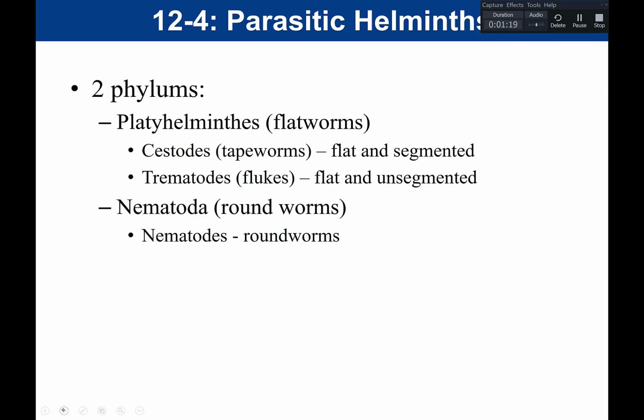When we talk about our helminths, helminths fall into two main phyla. Platyhelminthes, think of flat. These are flatworms. We have our cestodes, which are tapeworms. They are flat and they appear segmented. We have our trematodes. These are our flukes. These are flat, unsegmented worms. And then we have our nematodes, phylum Nematoda. These are our roundworms. And so we're going to talk about different examples of different types of parasitic worms.